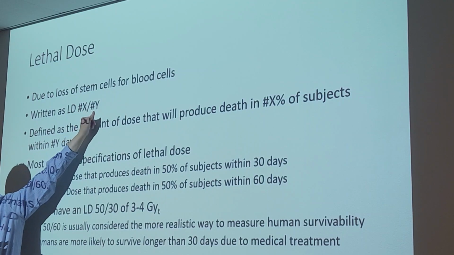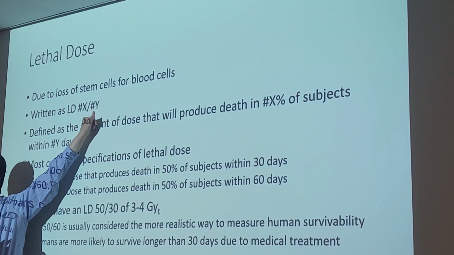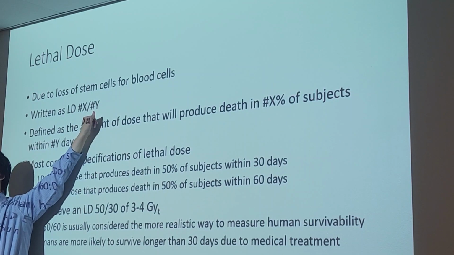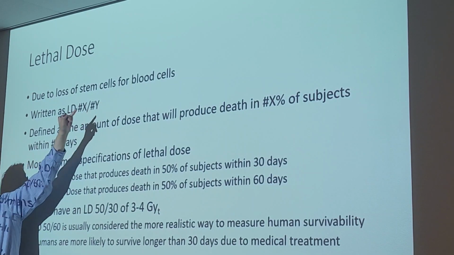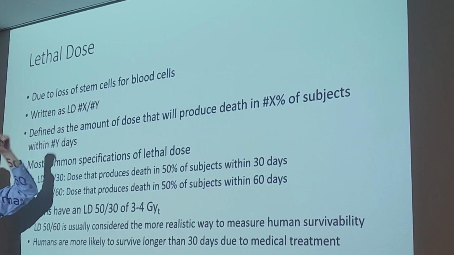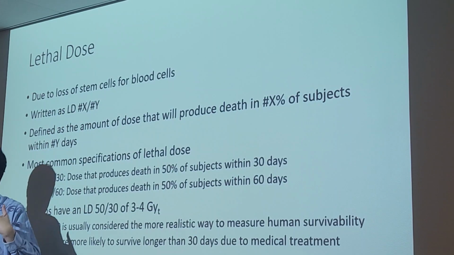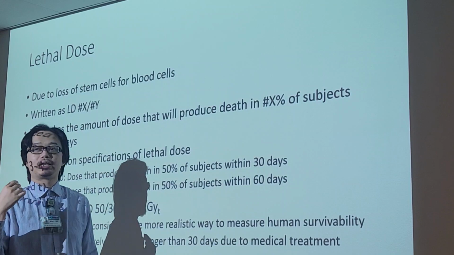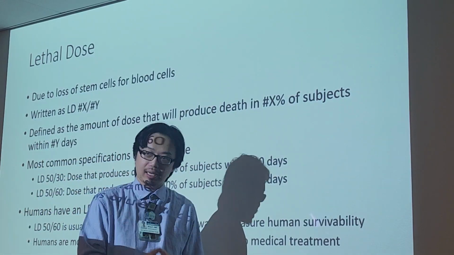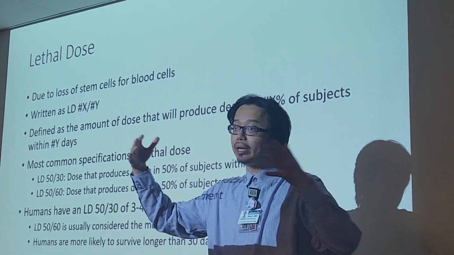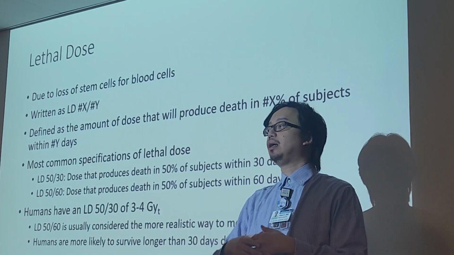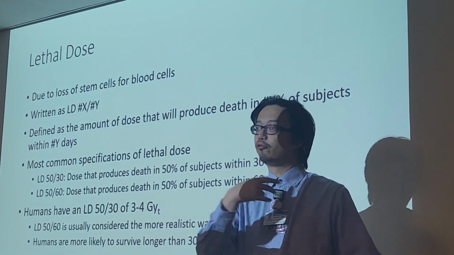So then, what is the second number? The days. Right. The days, time, duration. How long we wait before we check. So we are saying LD 50-30. 50% of the population dies within 30 days. So if I wait 30 days and I check the population, half of them should be dead from this dose of radiation.